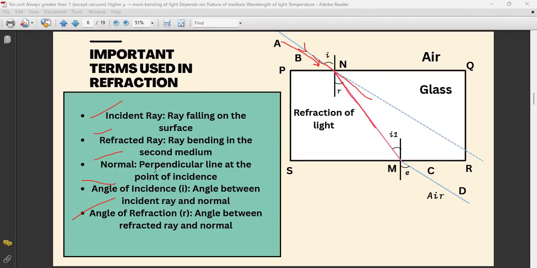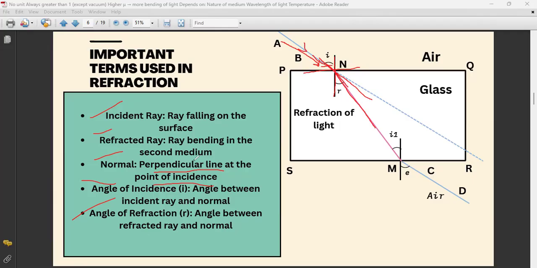Now normal: the perpendicular line at the point of incidence. This black line is the perpendicular to the surface. This will be called the normal, from which the angles of incidence and refraction are formed with the incident ray and the refracted ray. So this line will be called the normal, which is perpendicular to the surface.